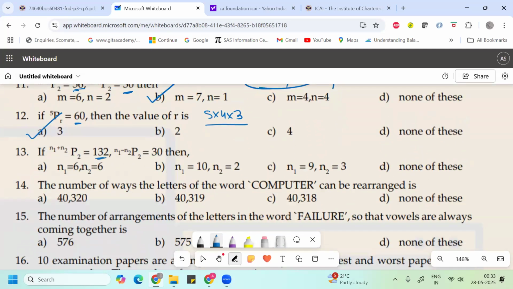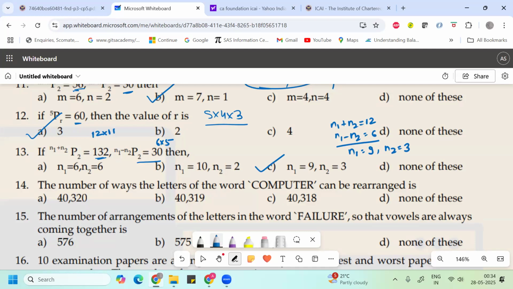Okay, then if you see question number 13, here also you use the same logic. When I'm saying 132, 132 means 12 into 11, if I'm not wrong. And then this is 6 into 5. Okay, so it means n1 plus n2 is 12, and n1 minus n2 is equal to 5. So your n1 would be equal to 18 divided by 2, which is 9. Your n1 is 9 and n2 would be equal to 3. Okay, so option C if I'm not wrong. So let me try. If I try this, 9 minus 3 is 6, 6P2 is 30.